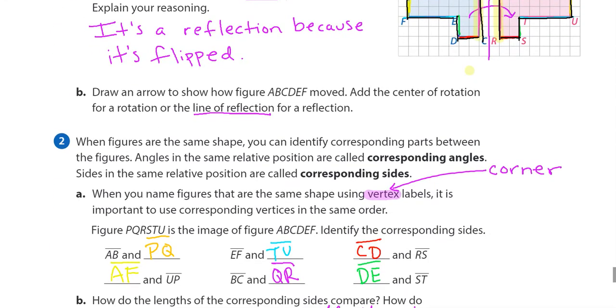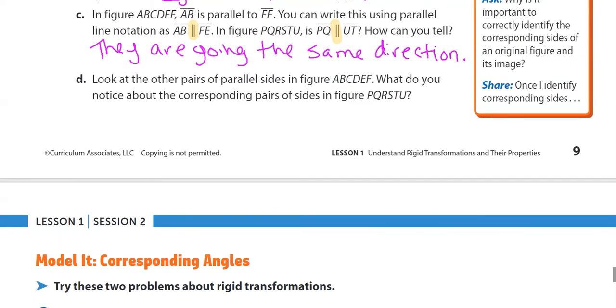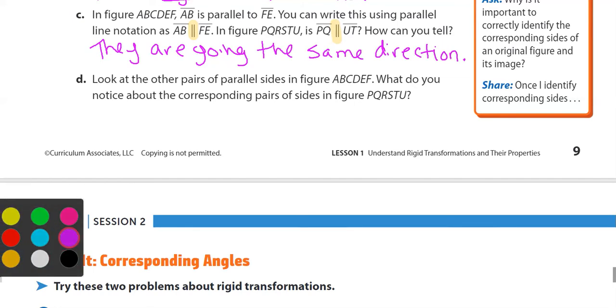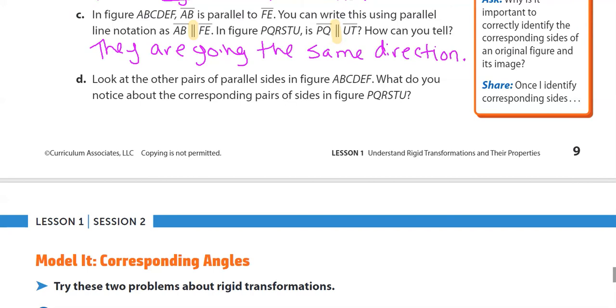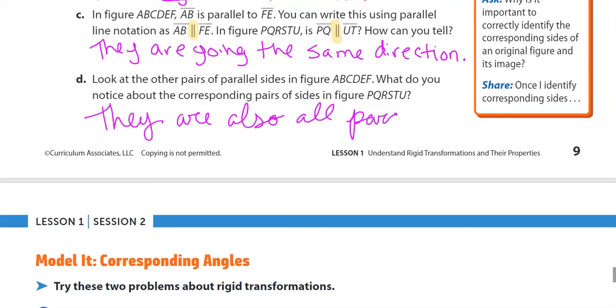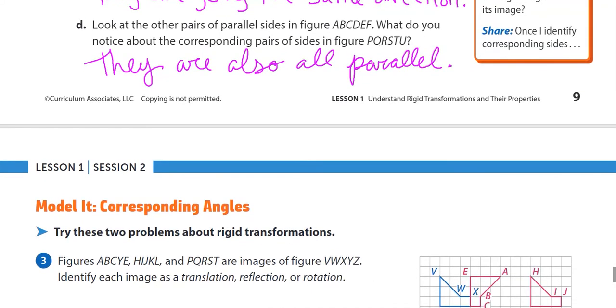Isn't that interesting? So, what do we notice about the corresponding pairs of sides in the figure? They're also all parallel, because nothing's changing, right? They are also all parallel. Period at the end of our sentences. They are also all parallel, because if one thing's going to be parallel, the corresponding one's going to be parallel. That's how that works.